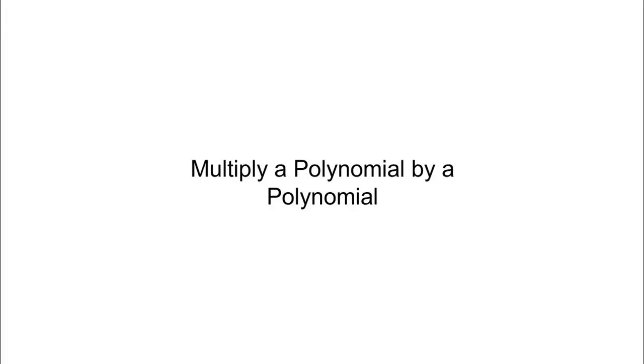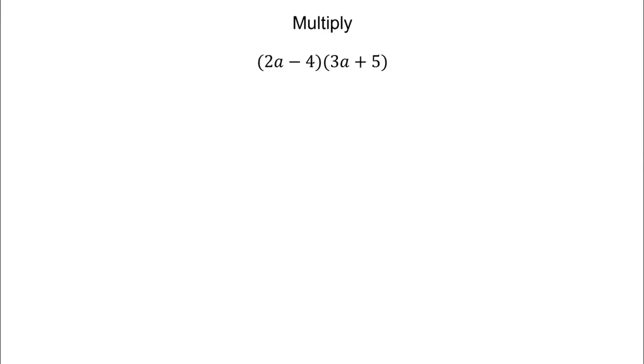All right, in this video, we're going to learn how to multiply a polynomial by a polynomial. And the first example we're going to look at is how to multiply a binomial by a binomial. As you can see here, we have a two-term polynomial, which is a binomial, and another two-term polynomial, which is a binomial. So this is a binomial times a binomial situation.